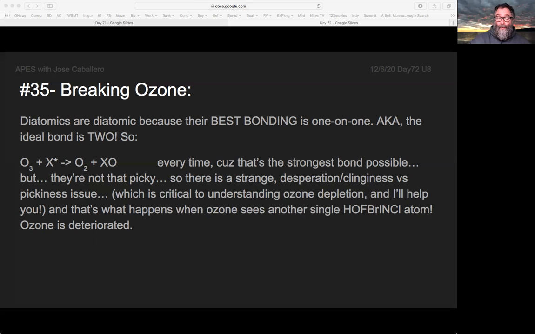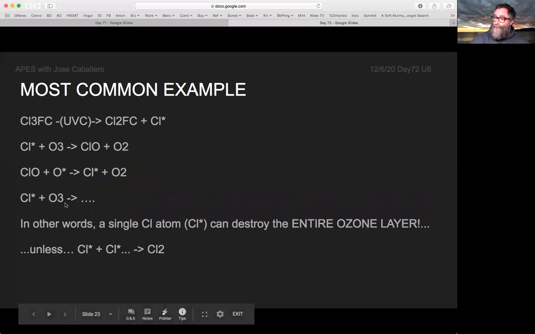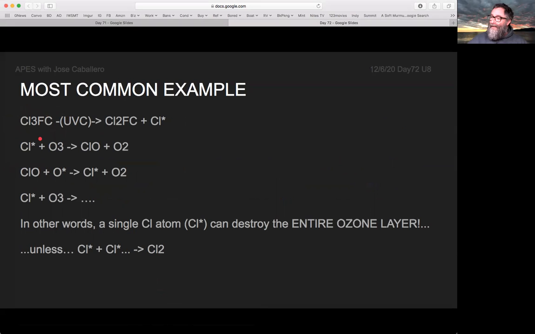a loose Hofbrinkel atom. The one I'm going to use is the most common one, chlorofluorocarbon 3. Oh, I forgot to make the little subscripts. That's okay, you can deal with that. So there's chlorofluorocarbon, Cl3Fc, chlorofluorocarbon. And in the presence of ultraviolet light, one of those can be broken off, right? Because ultraviolet C can break anything.